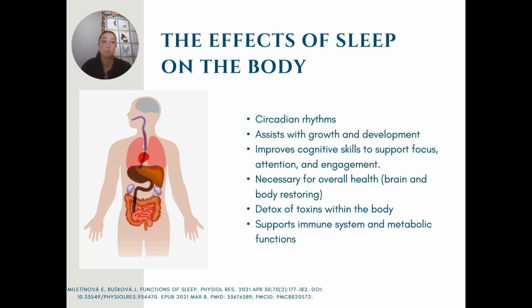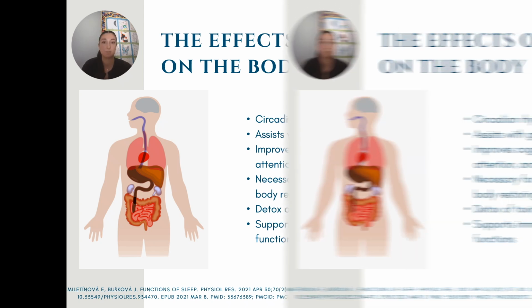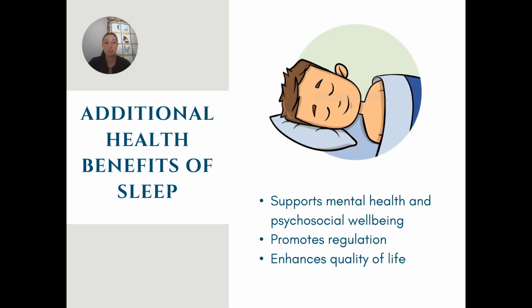All of these systems, physical, cognitive, emotional, and biological, shape how well a child can engage in their daily occupations. When sleep is disrupted, so is their ability to participate, learn, and thrive. Understanding these impacts helps us support families in building healthier, more sustainable sleep routines. Sleep has a powerful impact on a child's mental health and overall well-being. When children don't get enough sleep, their emotional balance is one of the first areas to be affected.